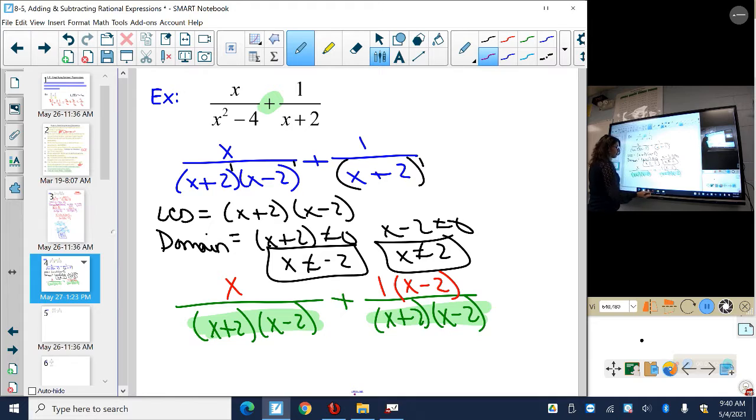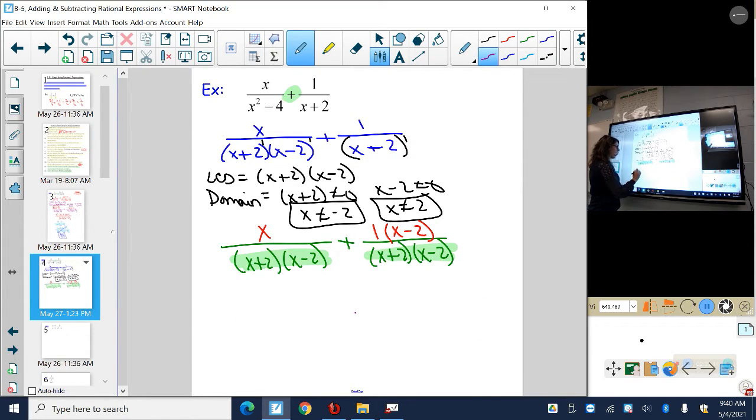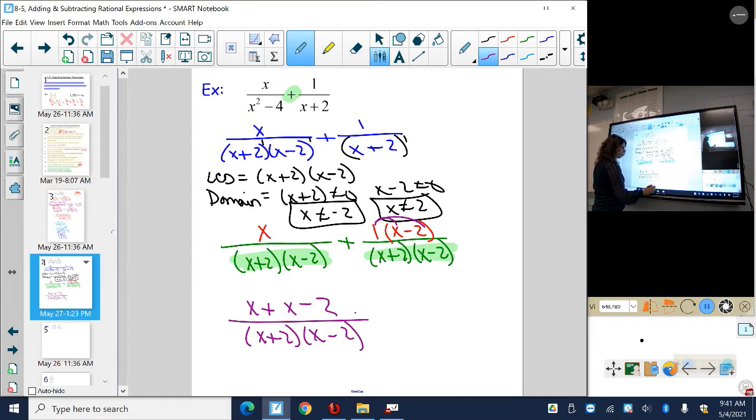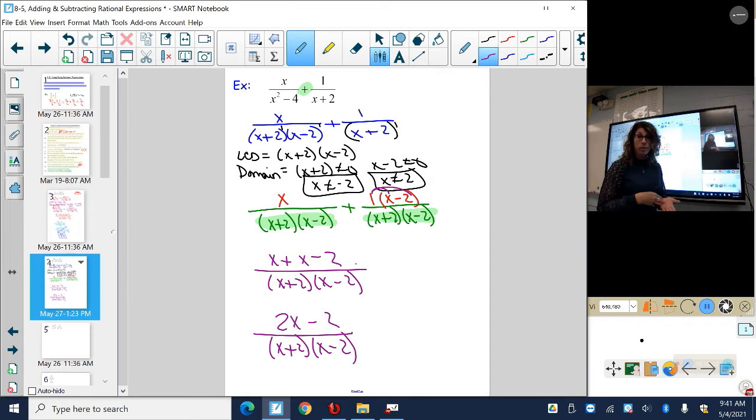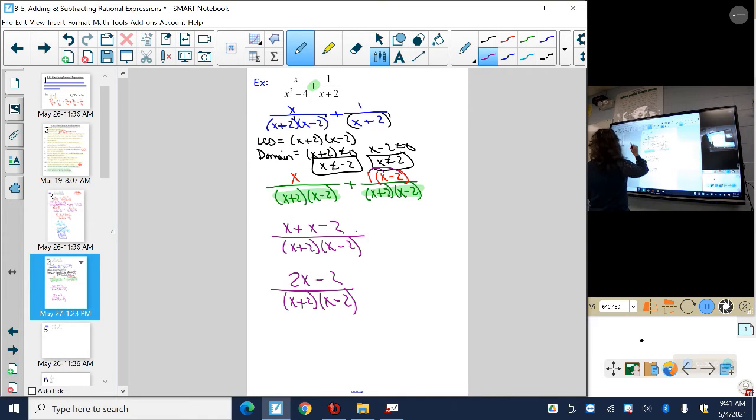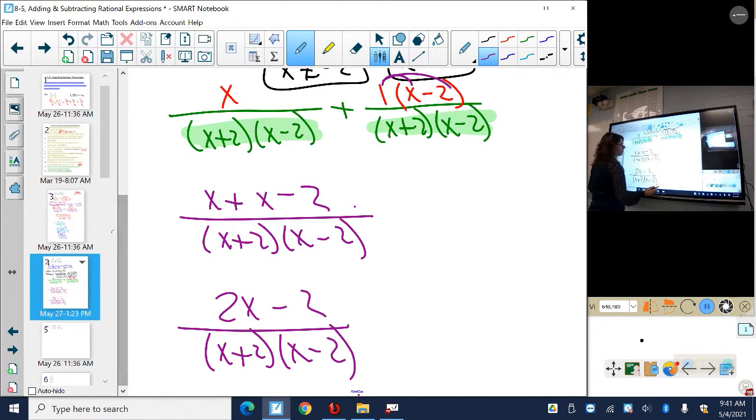So if I write them as one fraction, I'm going to have x plus a x minus a 2 all over x plus 2, x minus 2. Combine like terms, that gives me a 2x minus 2 over an x plus 2 times an x minus a 2. So from there, this is now an 8.4 problem. It's attached by multiplication, so I'm going to factor the numerator completely and the denominator completely. So I'm going to continue on.